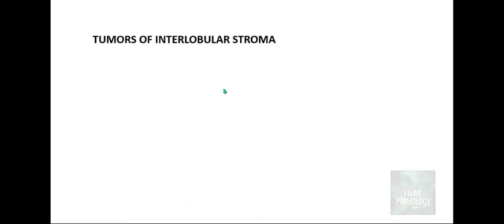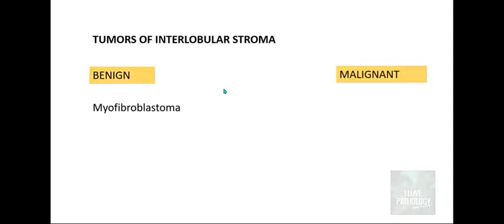Till now, we studied tumors of intralobular stroma, right? Now, let us quickly see what are the tumors of interlobular stroma. They can be classified as benign and malignant. Benign tumors include myofibroblastoma, the lipomas, and fibromatosis, whereas the only important malignant stromal tumor of the breast is angiosarcoma. That means this is a malignant tumor of blood vessels.